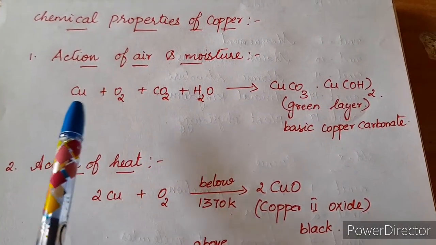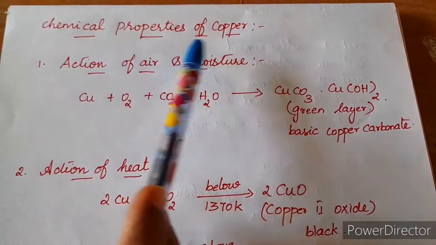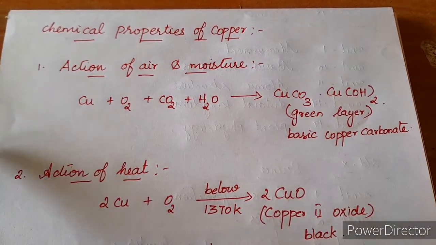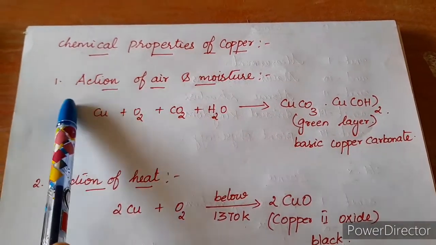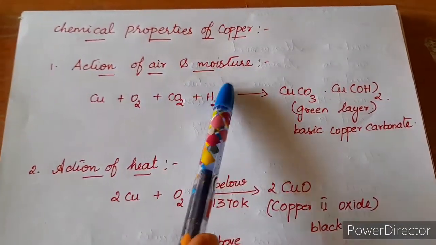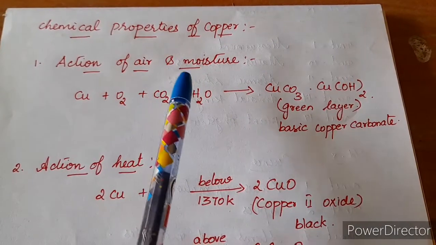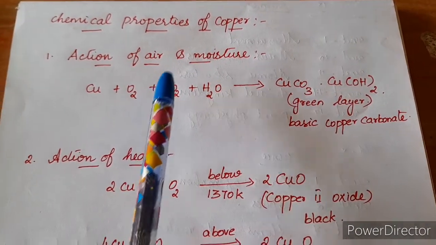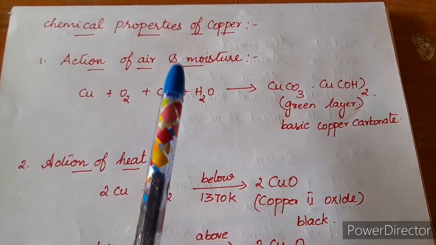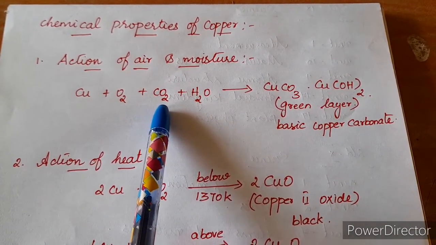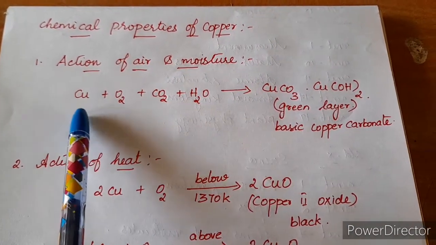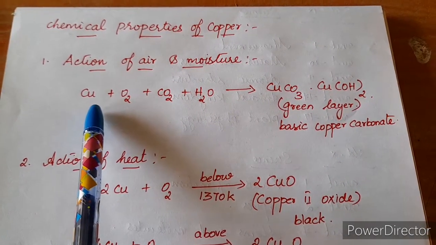Next we are going to see the chemical properties of copper. We have seen the extraction of copper and physical properties, now the chemical properties. The first property is action of air and moisture. Copper reacts with air and moisture in the presence of carbon dioxide. Now you would have learned about rusting of iron, isn't it? So this is rusting of copper. This reaction is nothing but rusting of copper.